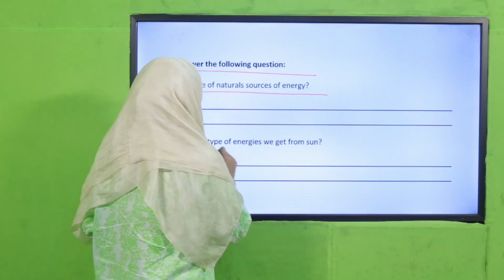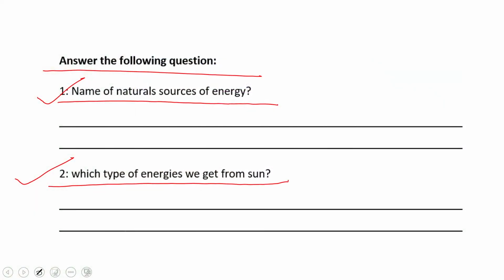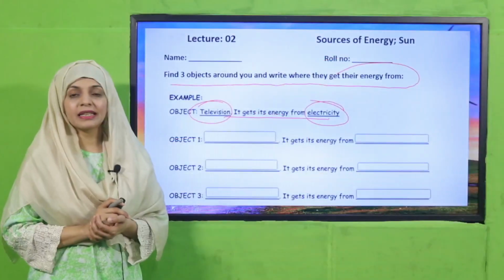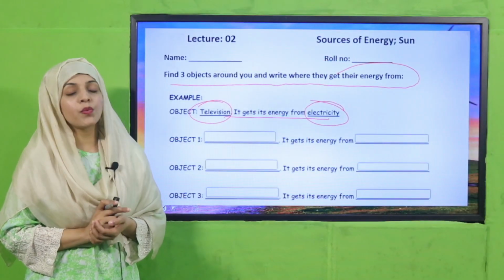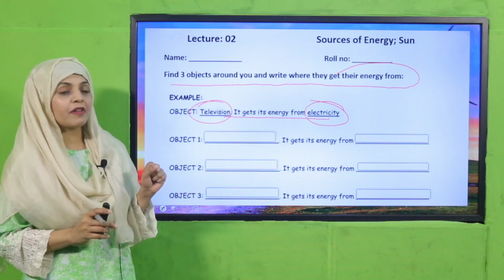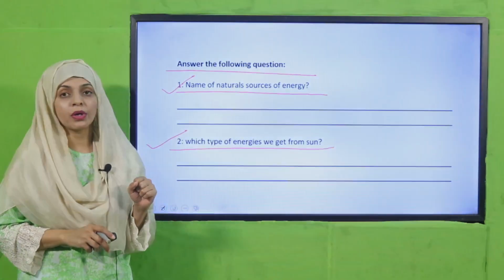Question number 2. Which type of energies we get from sun? Heat and light. Very good. So my dear students, quickly finish this worksheet and we will move forward.